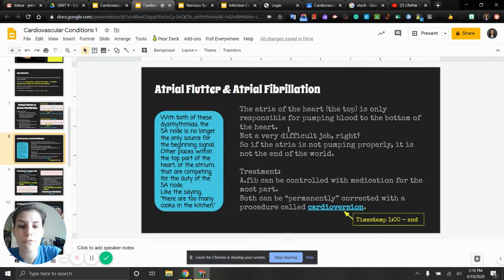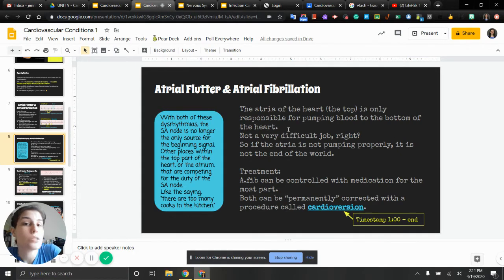Okay, so treatment for AFib can be controlled with medications for the most part. You will see those advertised on TV a lot. And then you can permanently correct it by a procedure called a cardioversion, which is kind of like when you do the charging and the shocking with people, except it's a smaller amount of electricity. It's not as intense, and then the patient's asleep. So you can cardiovert them, and then you can put their rhythm back into a normal rhythm.